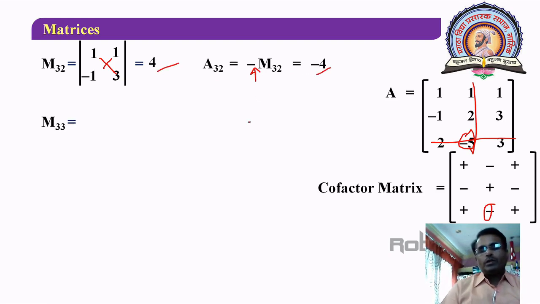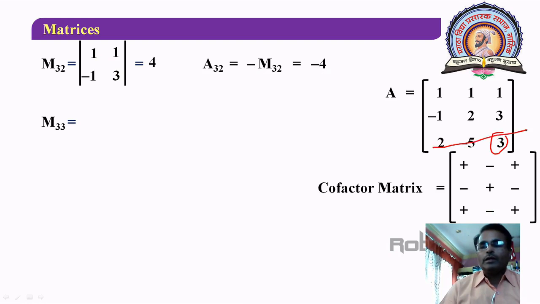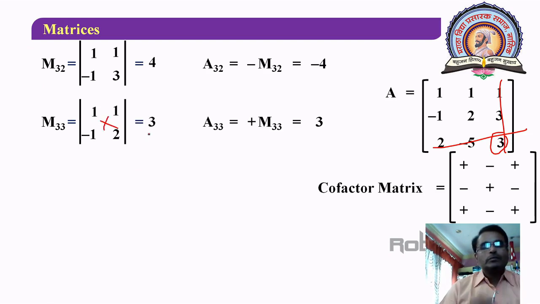Then M33, that is for the last element. For the last element you have to eliminate last row and last column. So 1 1 minus 1 2, that will be your minor. Then its value is 2 plus 1, that will be 3, and therefore as plus sign is there for the cofactor, 3 coming as it is here due to this plus sign, there is no sign change.